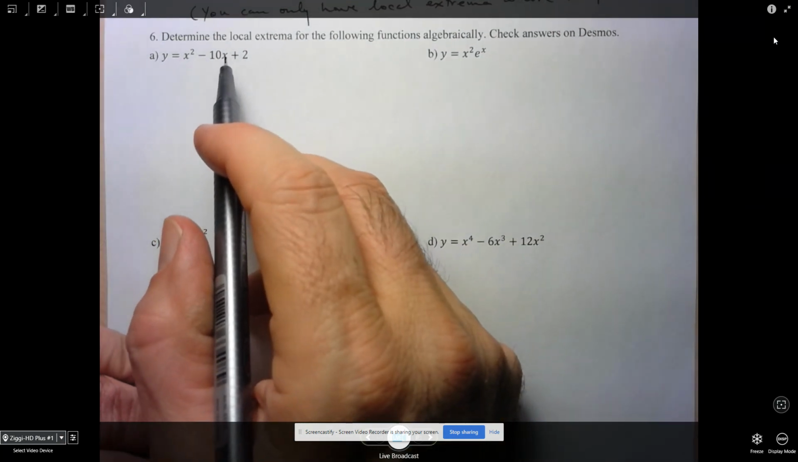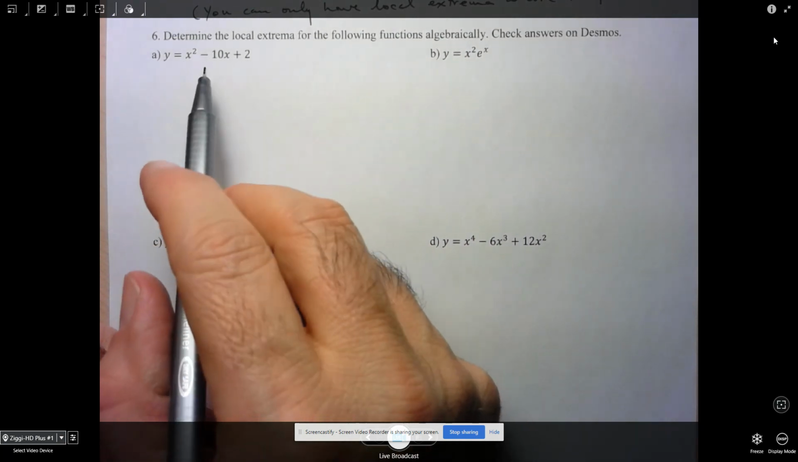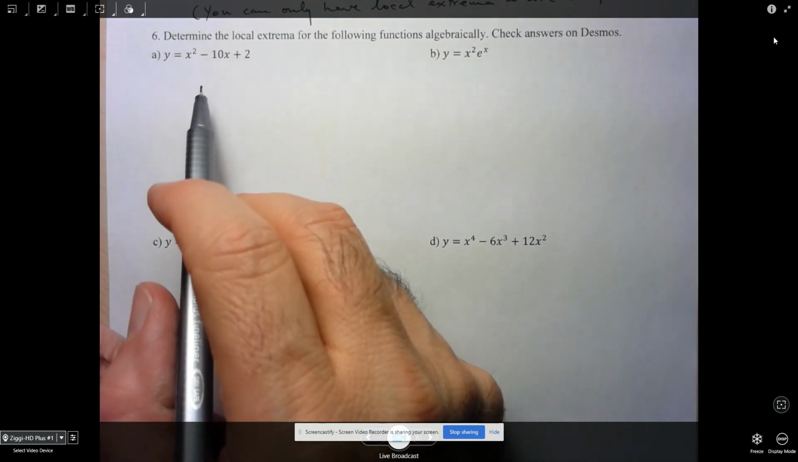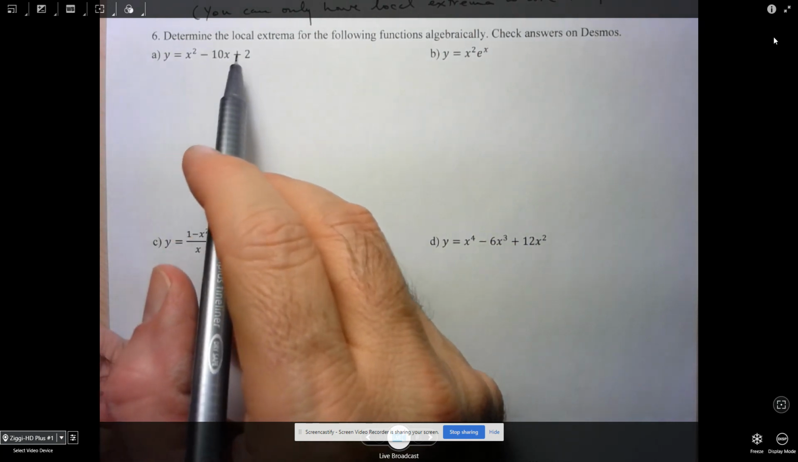Now, of course, you already have methods for doing this. You could complete the square. You could find the x-intercepts, if there are any, and then average them out to find the x value of the vertex. But we're going to see now that with calculus, we can do this much, much quicker.